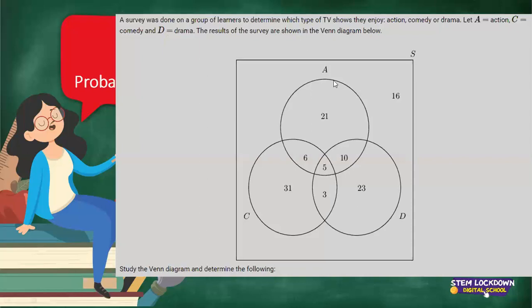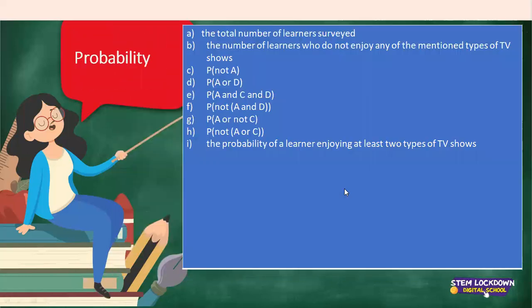That will be the probability of A and C and D. So the answer is 5 over 115.